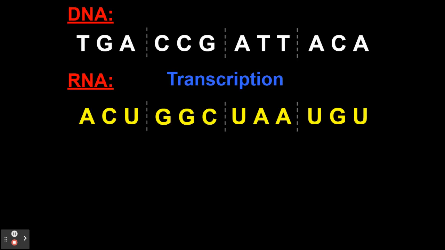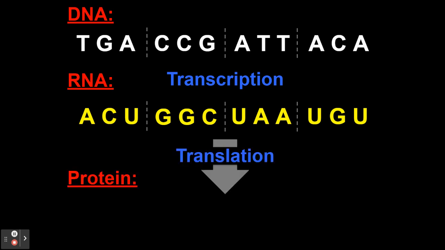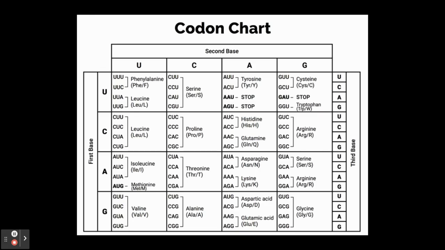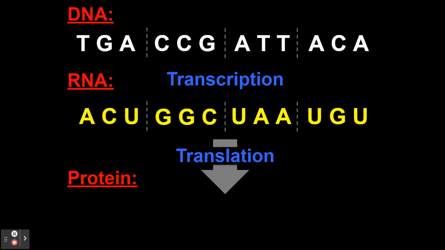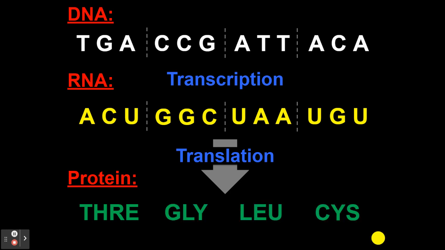So again, if you have DNA, you have to transcribe first. You can only translate RNA. But once you have the RNA, then you can translate it into the protein, but you have to have this codon chart. So remember, each RNA codon is going to be translated into an amino acid. So however many codons you have, that's how many amino acids you're going to have. And you use this chart to figure out which one is which. So in this case, I have 4 codons. So I'm going to end up with 4 amino acids in this protein.